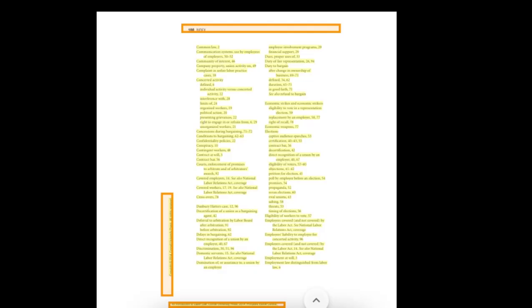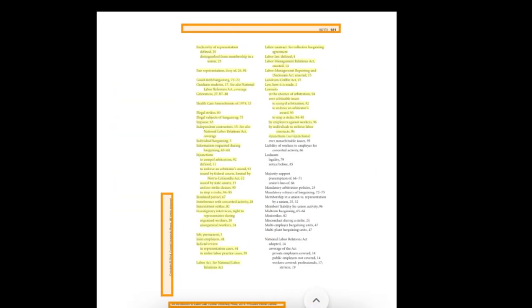Employees covered and not covered by the Labor Act. See National Labor Relations Act, coverage. Employees' liability to employer for concerted activity, 96. Employers covered and not covered by the Labor Act, 14. See also National Labor Relations Act, coverage. Employment at will, 3. Employment law distinguished from labor law, 4. Exclusivity of representation: defined, 25; distinguished from membership in a union, 25.